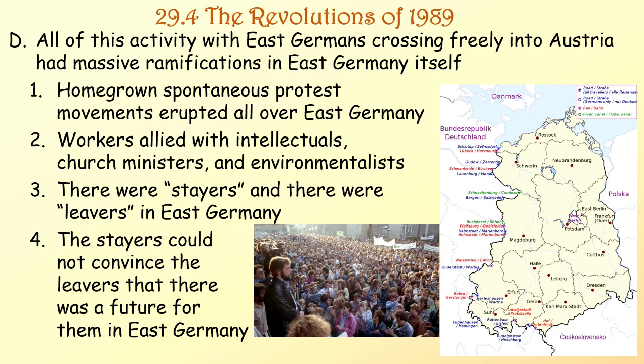All of this activity with East Germans crossing freely into Austria had massive ramifications on East Germany itself. Homegrown, spontaneous protest movements erupted all over East Germany. Workers allied with intellectuals, church ministers, and environmentalists. There were stayers and there were leavers in East Germany. And the stayers could not convince the leavers that there was a future for them in East Germany.